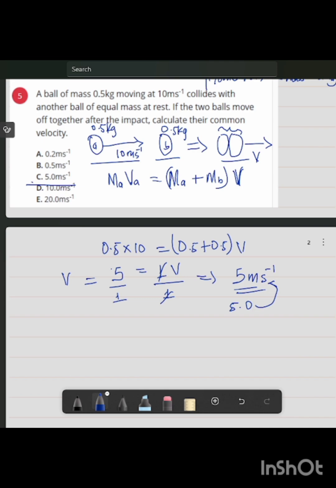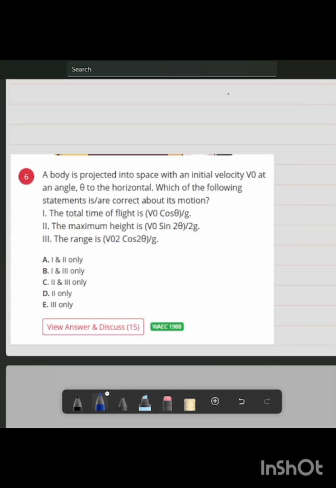The next one we want to talk about is question number 6, which, if you want to understand more, is about projectiles in physics. You would have to study projectiles. A body is projected into space with an initial velocity of v subscript o at an angle theta to the horizontal. Which of the following statements is correct about its motion?